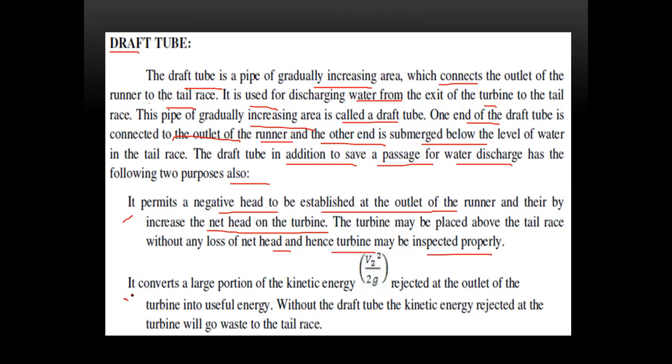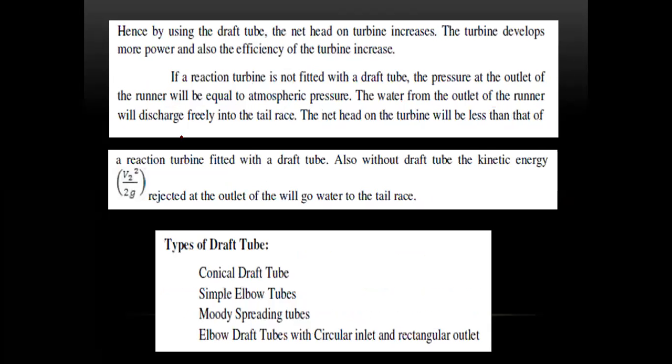Next one: it converts a large portion of the kinetic energy, that is v square by 2g, rejected at the outlet of the turbine into useful energy. Without the draft tube, the kinetic energy rejected at the turbine will go waste to the tail race. Therefore, by using this draft tube, the net head of the turbine increases.